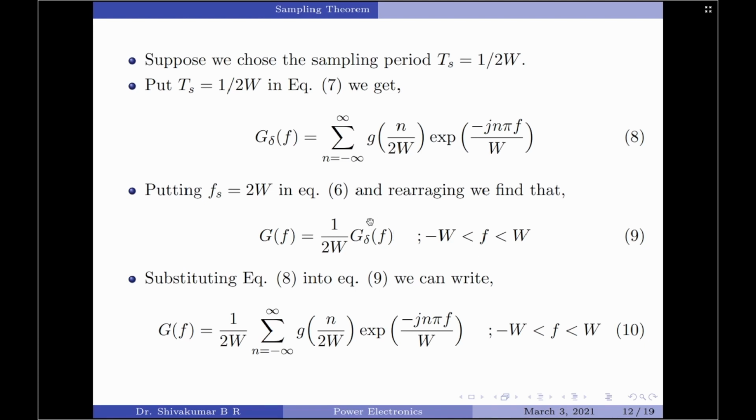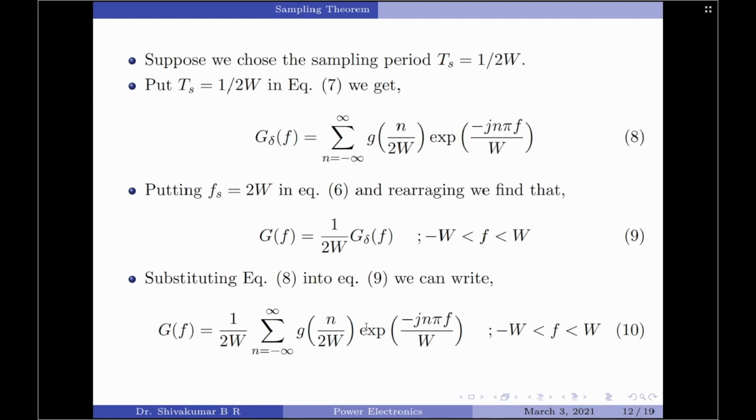This is necessary because we have assumed our input signal g(t) to be strictly band limited. Now, you can see equation 9 RHS is G delta of f. Now, I will substitute the RHS of equation 8, which represents G delta of f, into the RHS of equation 9. This will give a new equation: G(f) equals 1 by 2w summation n varying from minus infinity to plus infinity g(n by 2w), which is our sample, multiplied by exponential of minus j n pi f divided by w. This is once again for frequencies between the limits minus w to plus w.